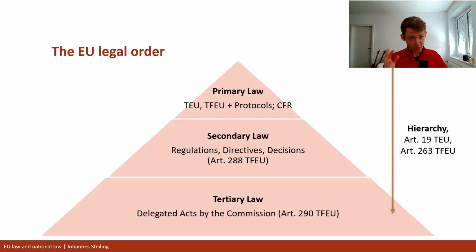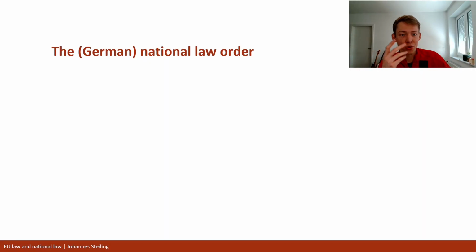Right. So I'm just trying to show you that basically the EU legal order is like any national legal order, and there's also a hierarchy between those different levels of EU law. Now, I'll compare this to a national legal order, and because I'm German, I'm going to compare it to the German national legal order. This is just a broad overview, there are more detailed things, obviously. But this is basically the same in any national legal order.